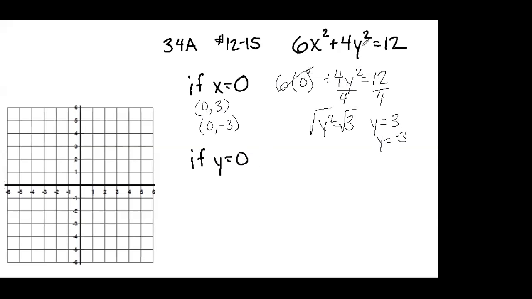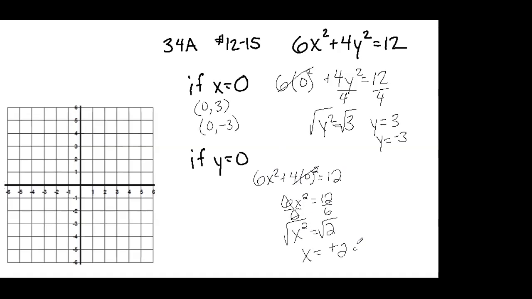Now, if we plug in 0 for y, we would have 6x squared plus 4 times 0 squared equals 12. This 4 times 0 squared would just be 0, so we have 6x squared equals 12. Divide both sides by 6. X squared equals 2. Take the square root, and we have x equals a positive square root of 2 or x equals a negative square root of 2. So now we have positive square root of 2, y is 0. We have negative square root of 2, and y is 0.